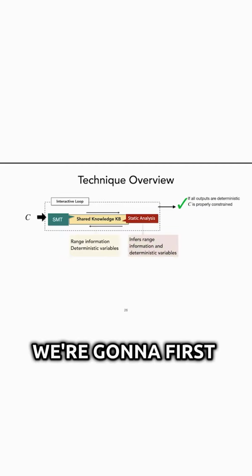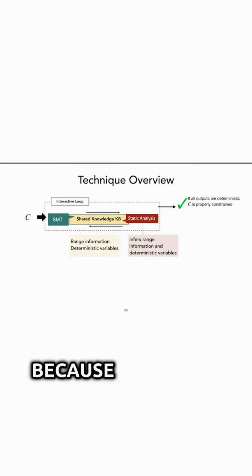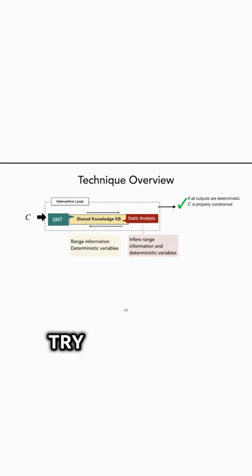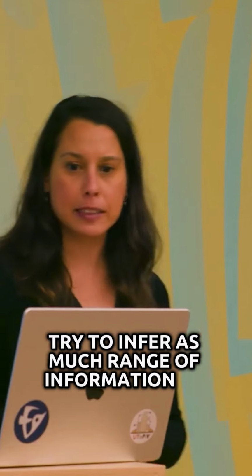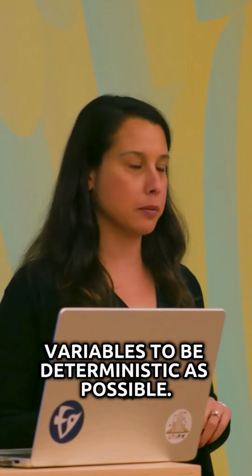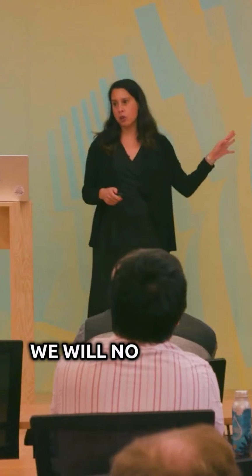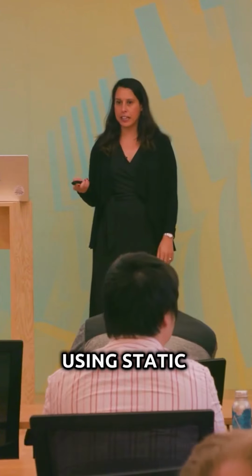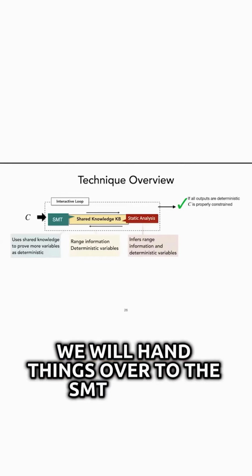Otherwise, we're going to first resort to our static analysis because it's cheap, and we're going to try to infer as much range information as possible and try to prove as many variables to be deterministic as possible. And at some point, we will no longer be able to make progress using static analysis, and when that happens, we will hand things over to the SMT solver.